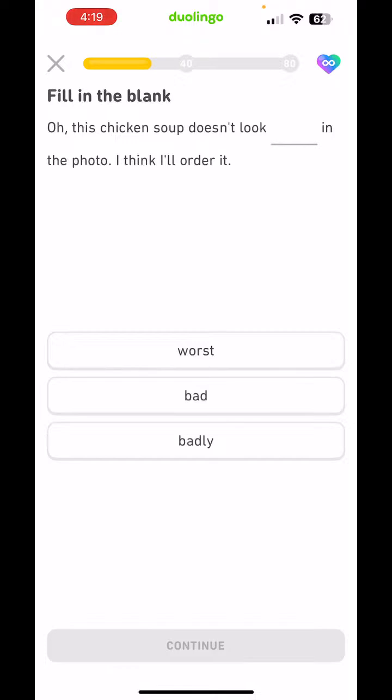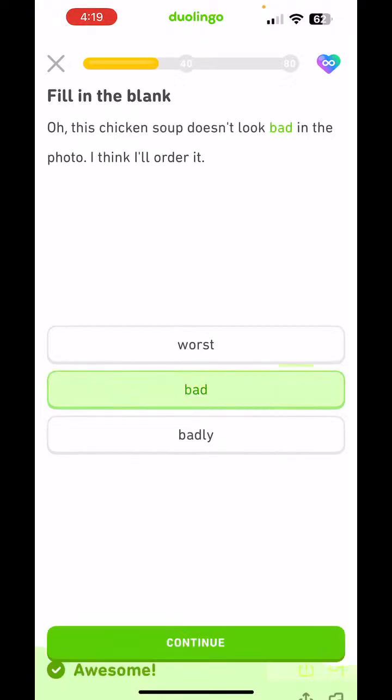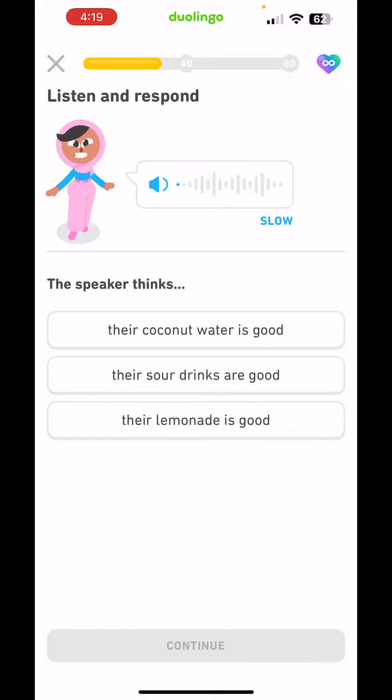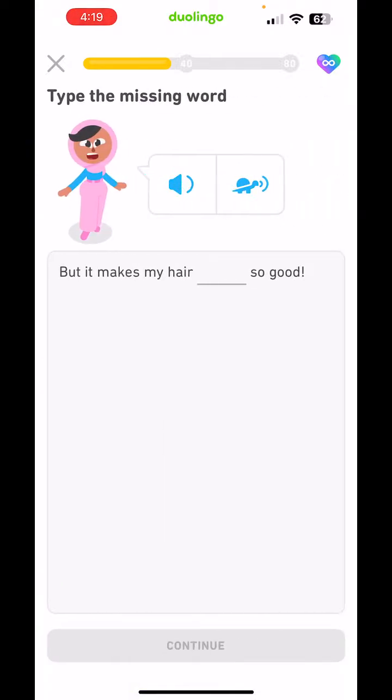Oh, the chicken soup doesn't look bad in the photo. I think I'll order it. Okay. Do you want to order a drink? I think their lemonade is too sour, but they have coconut water, and it's really good. But it makes my hair smell so good.